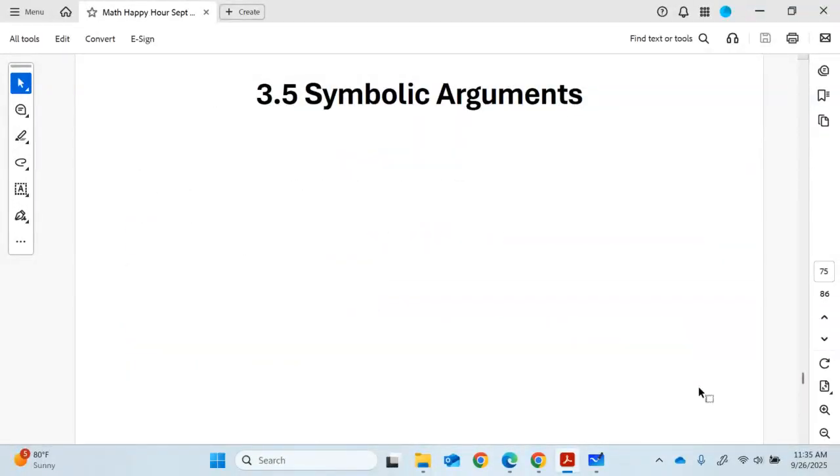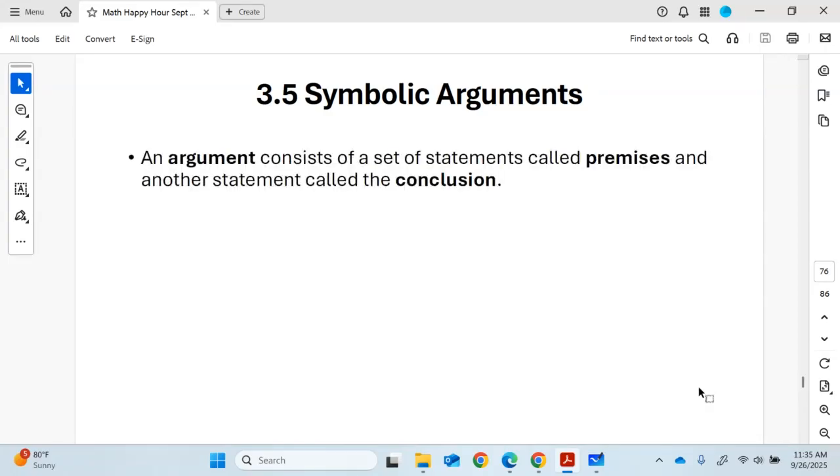Okay, I'm going to go on and very quickly discuss a little bit about symbolic arguments. First of all, what is an argument? One of the reasons why logic and all of this symbolic representation of statements exists is so that we can check the validity of an argument. Because we mentioned that, interestingly enough, all of this is applicable in law. People study logic in order to create valid arguments.